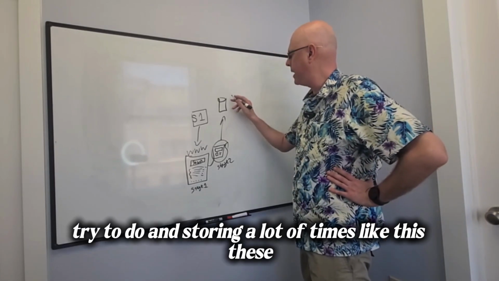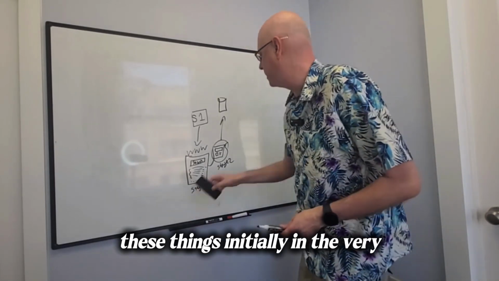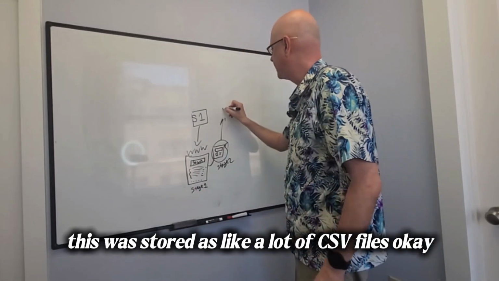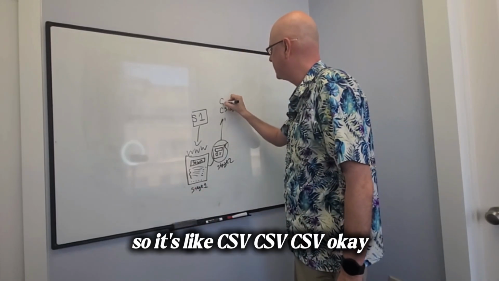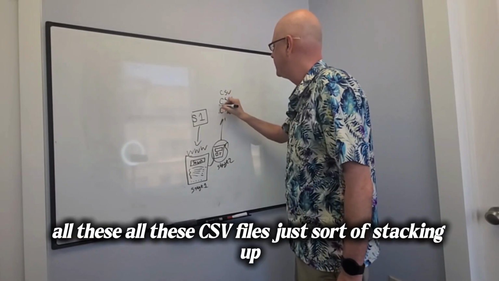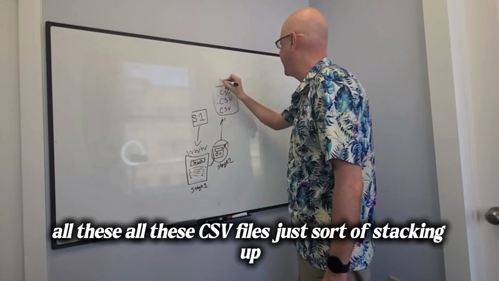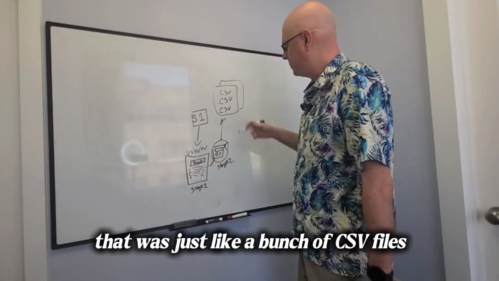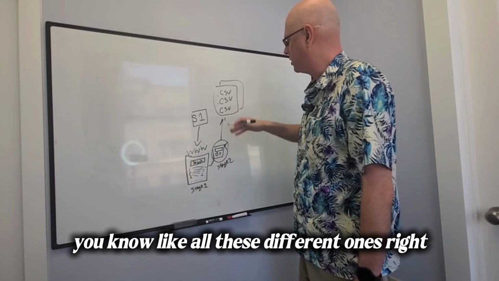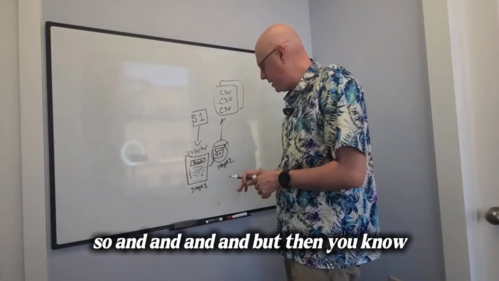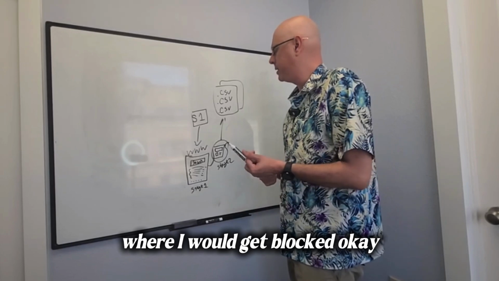and storing these things, in the very, very earliest iteration of this thing, this was stored as a lot of CSV files. All these CSV files just sort of stacking up. And that wasn't really a database. That was just a bunch of CSV files, all these different ones. But then I started running into some issues where I would get blocked.